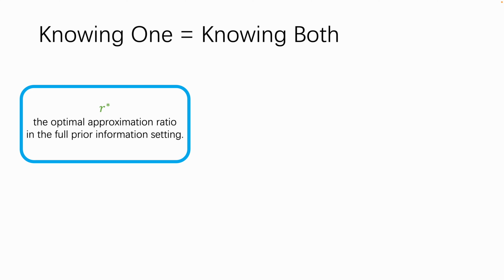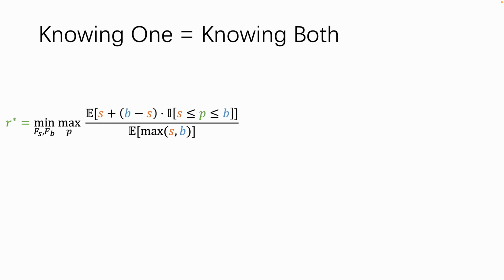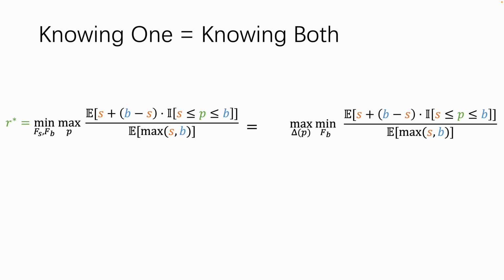Let us first define R star to be the optimal approximation ratio in the full prior information setting. As we discussed earlier, we know that it equals this term. This is what we have proved before. And our goal is to prove that the approximation ratio, only knowing the seller, is exactly the same as R star.